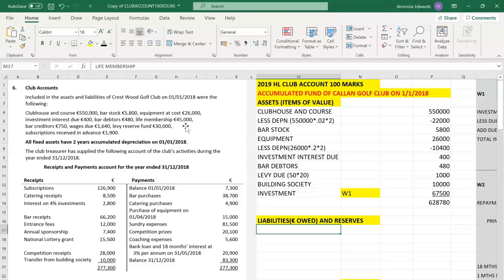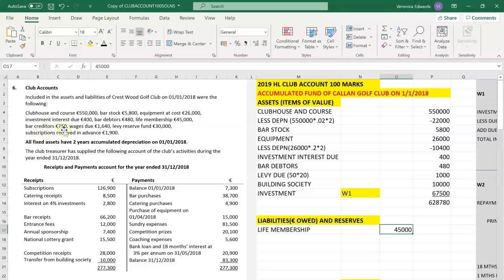Okay, so essentially when you receive that money from your members, you technically owe it back to them, and the amount you owe back reduces as time passes. So if you owe that money back to the members, then that has to be a liability. So we're going to include it here as one of our liabilities, 45,000.